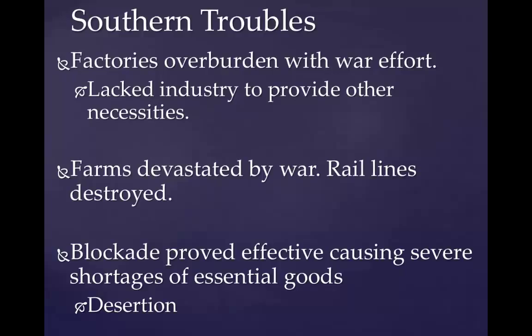And the blockade, the Anaconda Plan, began to prove more and more effective as the war went on. It caused severe shortages in goods needed by the military. That started to lead to desertion by the men, and that was another problem the South faced.